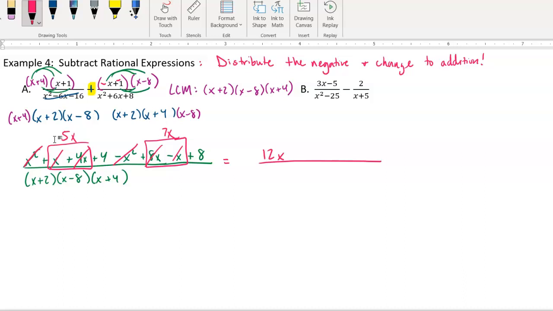All right, so now we're going to add our constants together. So our constants would just be 4 plus 8, which is 12. Our denominator would be x plus 2, x minus 8, and x plus 4.